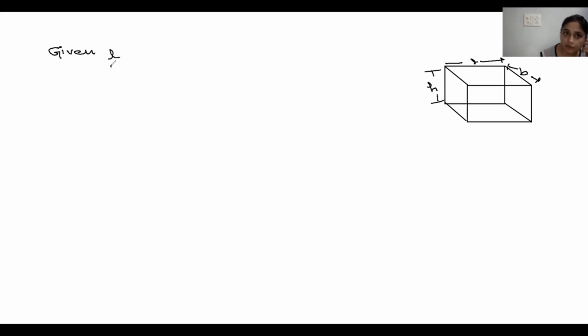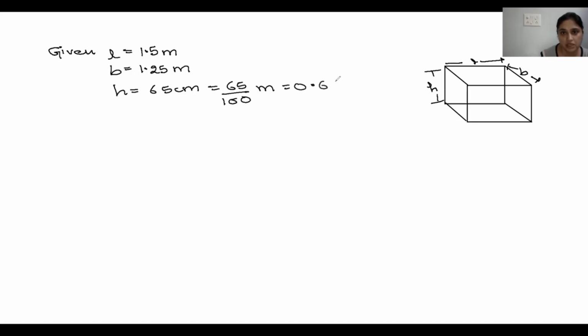हमारे पास length है, we have breadth and we have height. So what are these things given to us? Let us see. 1.5 meter is the length, bacha. So I am writing here 1.5 meter is the length. Breadth is our 1.25 meter and this is 65 centimeters. So I am going to write it in meters, which is 65 upon 100 meters. So we can also write it as 0.65 meters. All right, bacha. So this is how we are going to do.